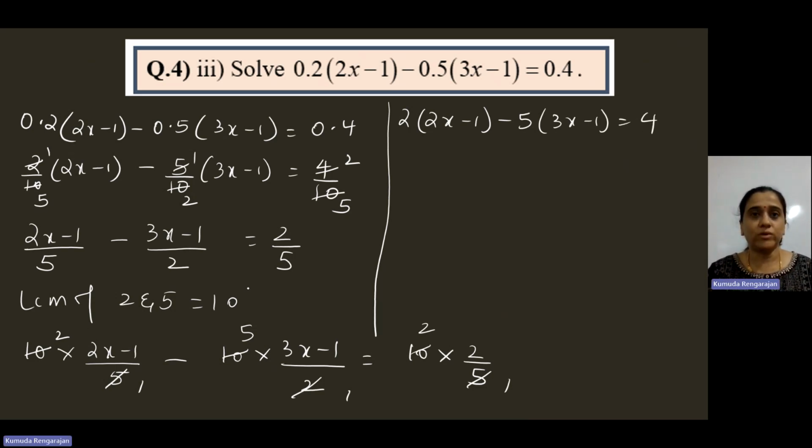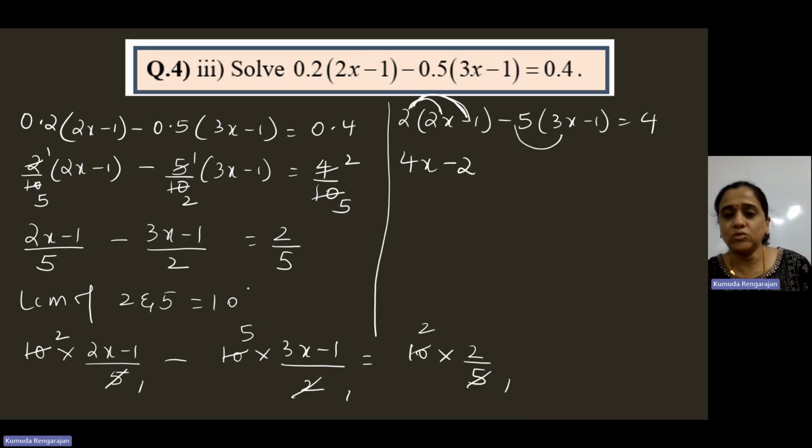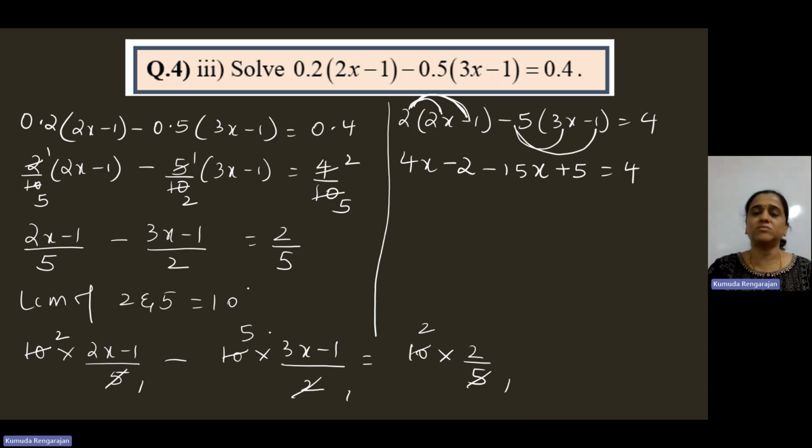We need to multiply 2 into 2x minus 1 minus 5 into 3x minus 1 is equal to 4. So how do you multiply? Multiply 2 with 2x and 2 with minus 1. So 2 into 2x is 4x and 2 into minus 1 is minus 2. What is minus 5 into 3x? Minus 15x. Then what is minus 5 into minus 1? Minus into minus is plus, 5 ones are 5, is equal to 4. Multiply the signs, multiply the numbers.